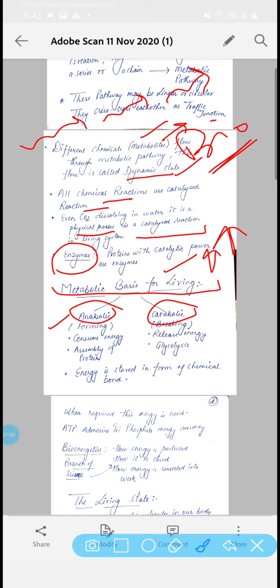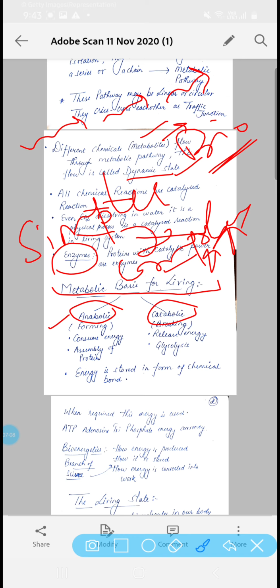जहाँ पर कोई चीज़ बन रही है, जहाँ पर कोई भी सिंपलर फॉर्म आपस में मिलकर कॉम्प्लेक्स स्ट्रक्चर बनाएगी, उसको हम बोलते हैं एनाबॉलिक रिएक्शन. कैटाबॉलिक इज एग्जैक्टली ऑपोजिट ऑफ एनाबॉलिक. When the complex structure, complex biomolecule is broken down into the simpler form, that is called catabolic reaction.